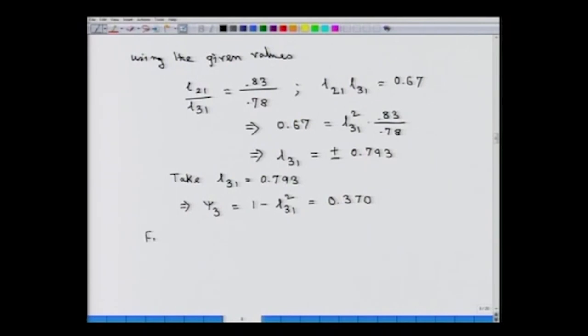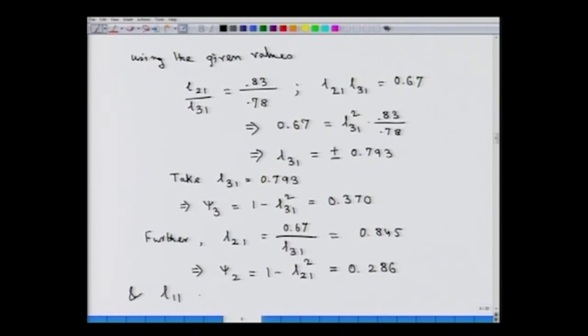Further, we can solve for the other values. L21 can be obtained from this expression, because we now know L31, so dividing by L31 gives us 0.845. L21 being equal to this, psi 2 can be obtained as 1 minus L21 square, which turns out to have the numerical value 2.286.